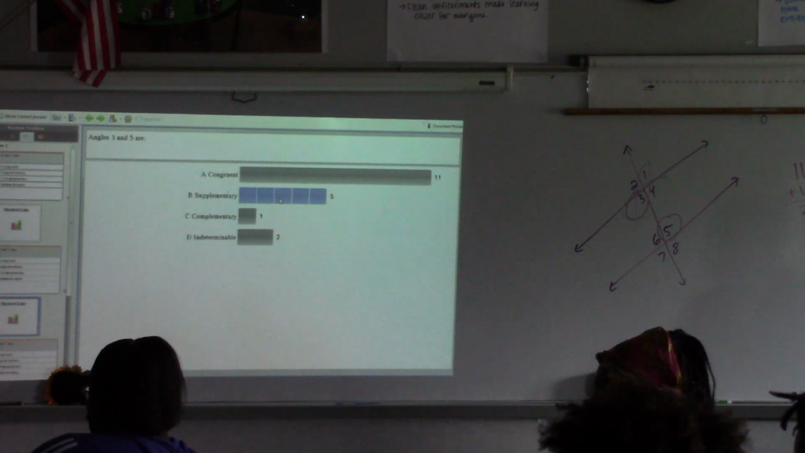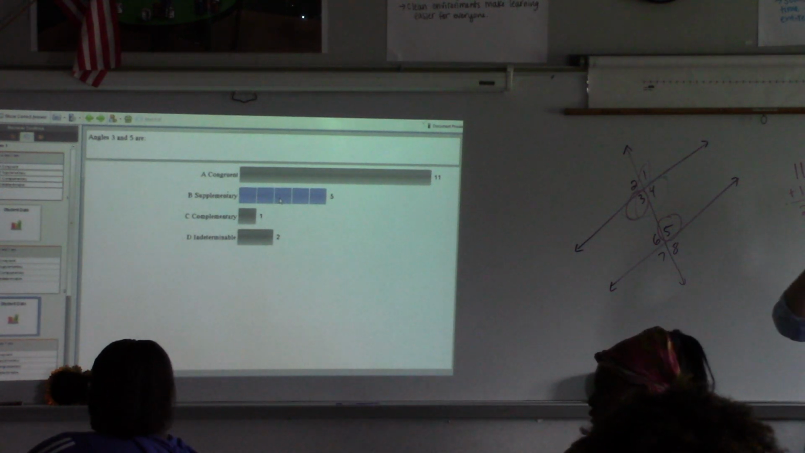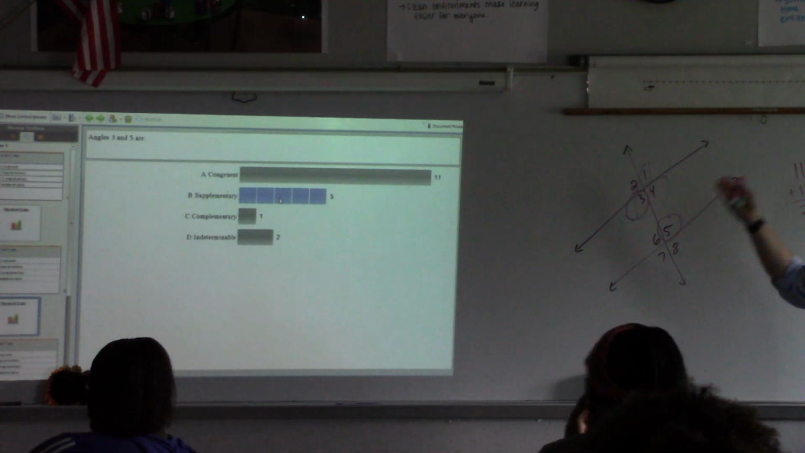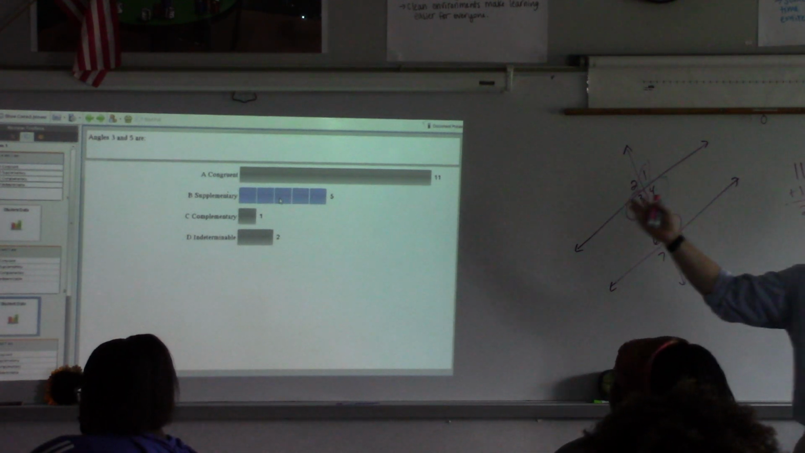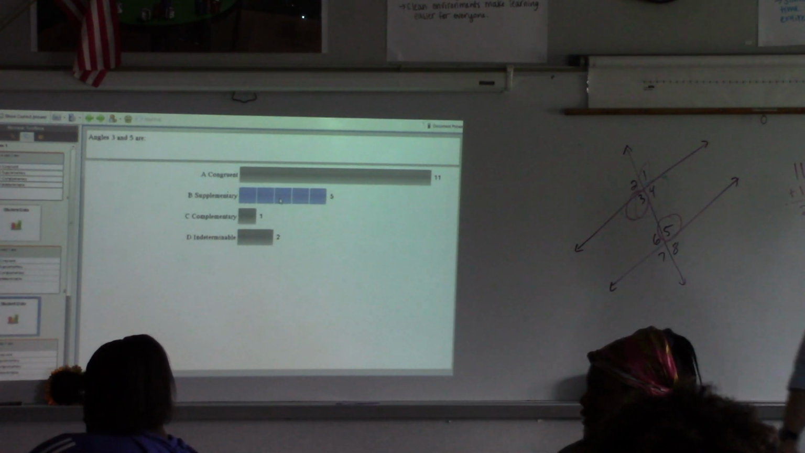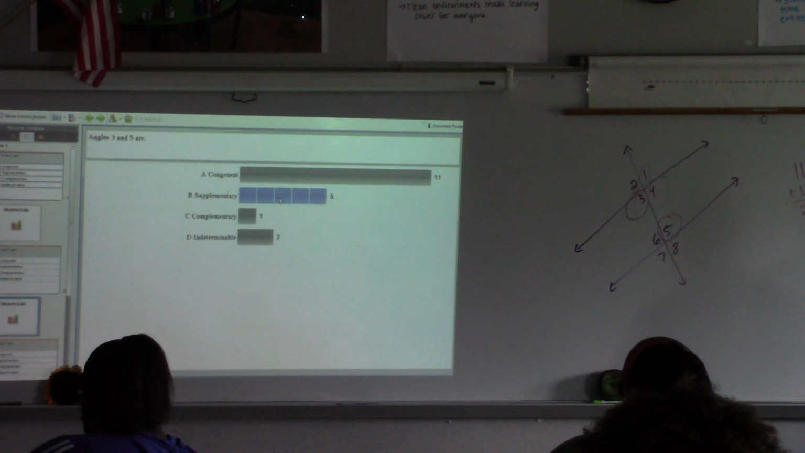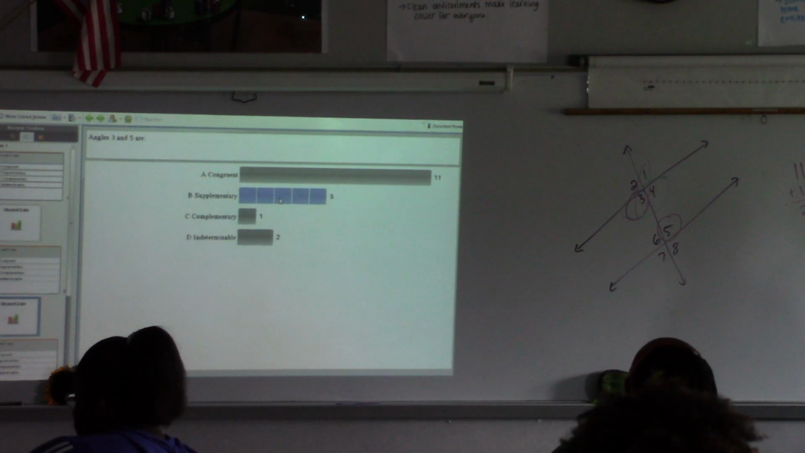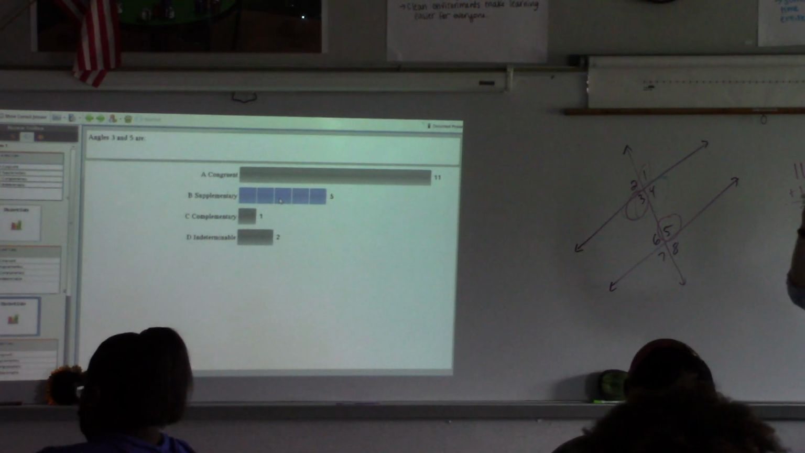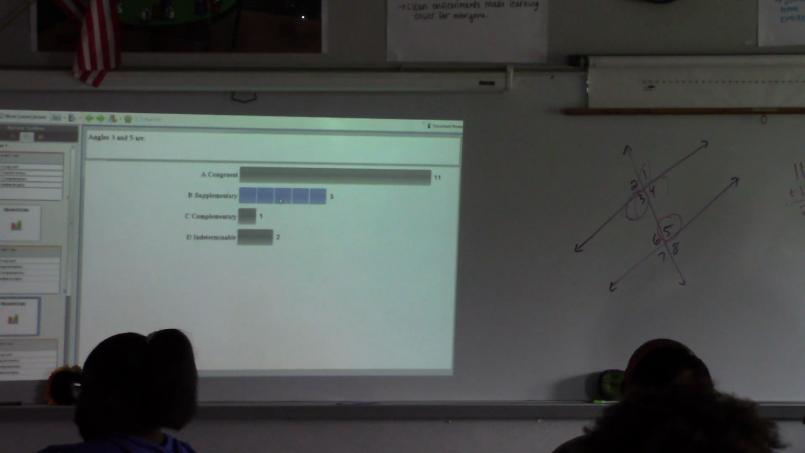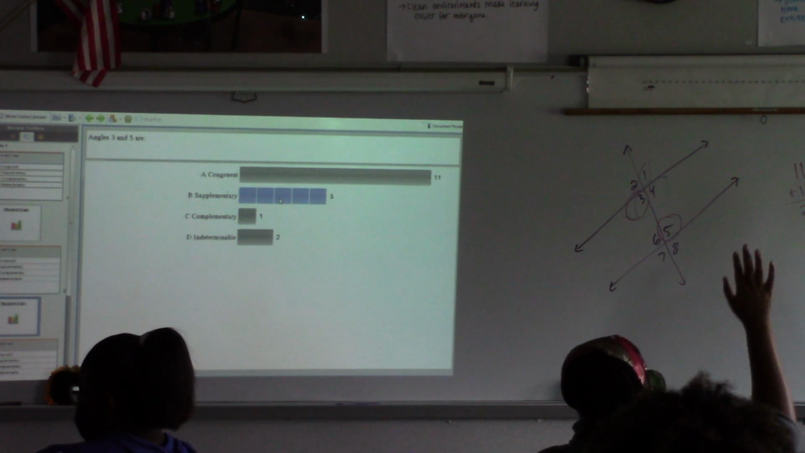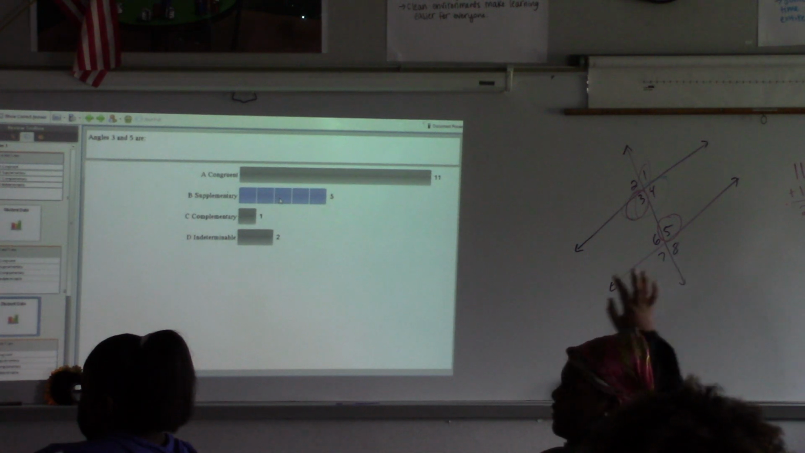Okay, so what was I saying? A lot of us say congruent. Would someone who said congruent care to share their response or why they said congruent? The sides are not even equal. I know why. Hold on, raise your hand if you think you have a reason why. Austin? 3 and 5, they are alternate interiors and they're congruent.